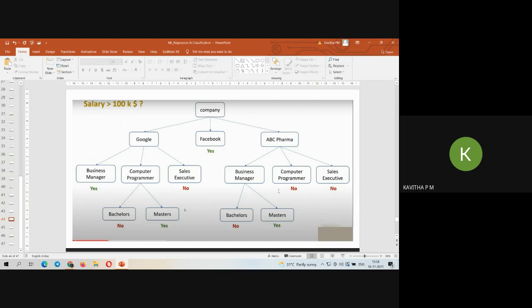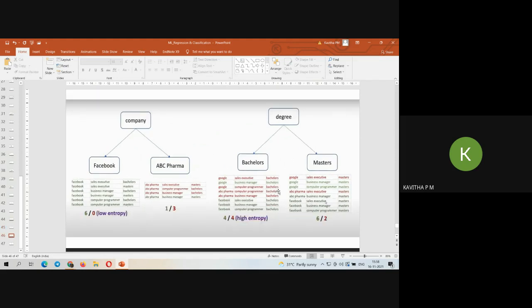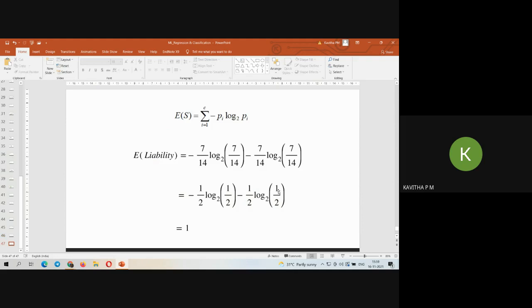Based upon the degree certificate, I can verify and check whether they have performed a master's degree, and I can group them into the master's degree classification. This way I can group. So based upon these groupings, I'm classifying it into entropy format. Here I can even classify it as low entropy and high entropy. These are the structures which we use in the decision tree classifier, and this is the formula which we use in the decision tree classifier.